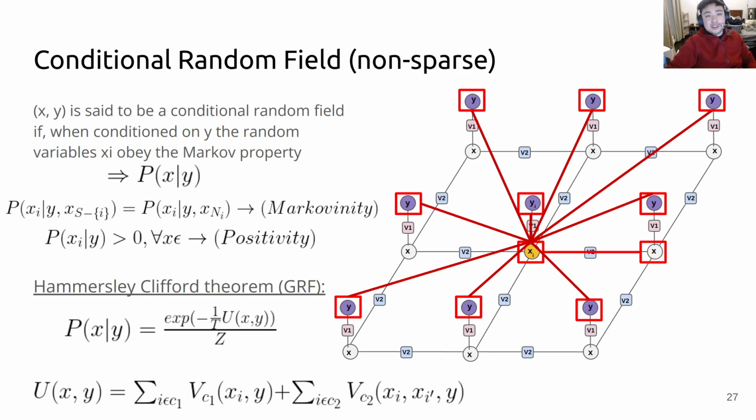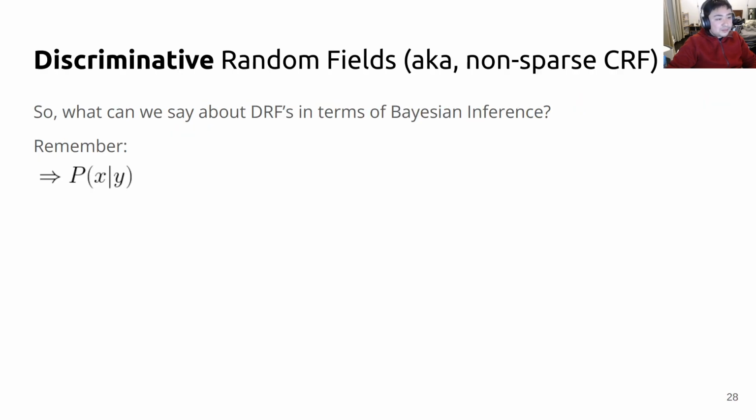Just a quick note, this is a non-sparse conditional random field because we're looking at the entire data set. You can look at just the neighboring data points, pixel values and stuff like that, and that's called a sparse conditional random field. So when I say discriminative random field, I really mean a non-sparse conditional random field on a 2D lattice. The paper that first implemented this called it a discriminative random field, but there's no difference between that. So what can we say about discriminative random fields in terms of Bayesian inference?